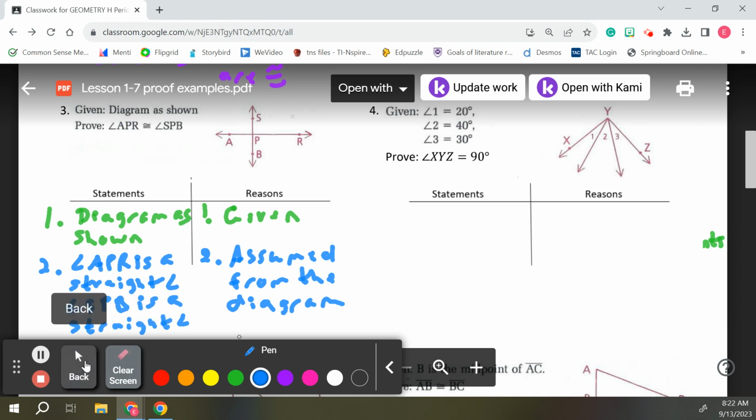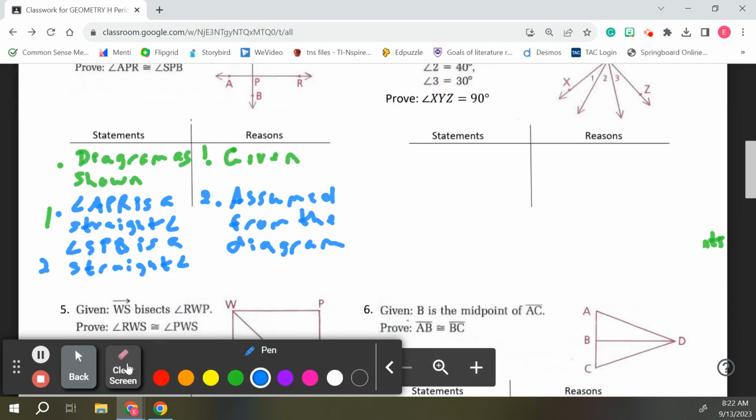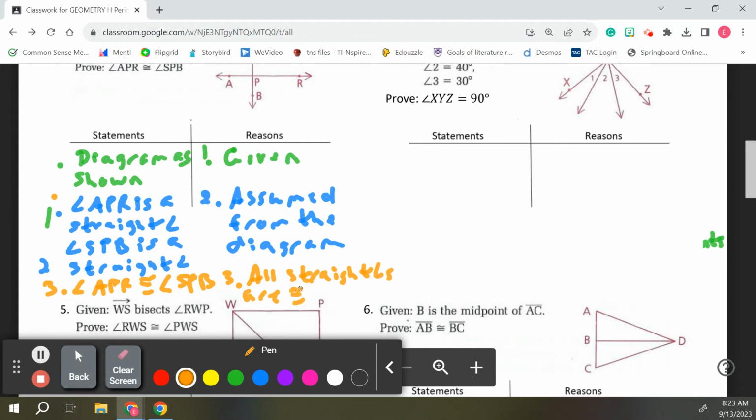Okay, now that they are both straight angles, we can take a look at part 3, all right? Since they're both straight angles, what can we now assume? What can we state without a doubt? Yeah. Their measures are equal, making them what? 180, which makes them congruent. So all we have to do is put angle APR is congruent to angle SPB. And we would just state that all straight angles are congruent.